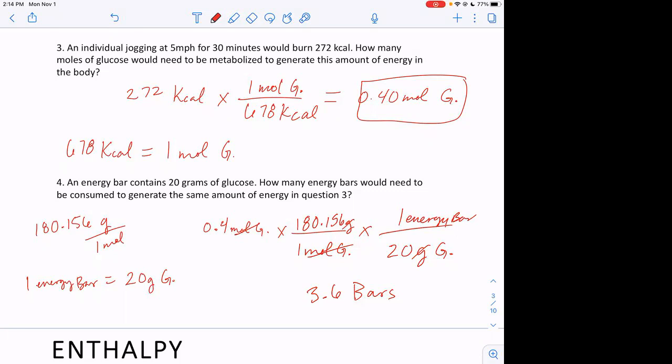So again, I like this problem because you got to be comfortable with plugging in molar mass, which is a concept you guys know very well. It's just applied here in a kind of a new context. And then the relationship between kcals and moles using a chemical reaction.